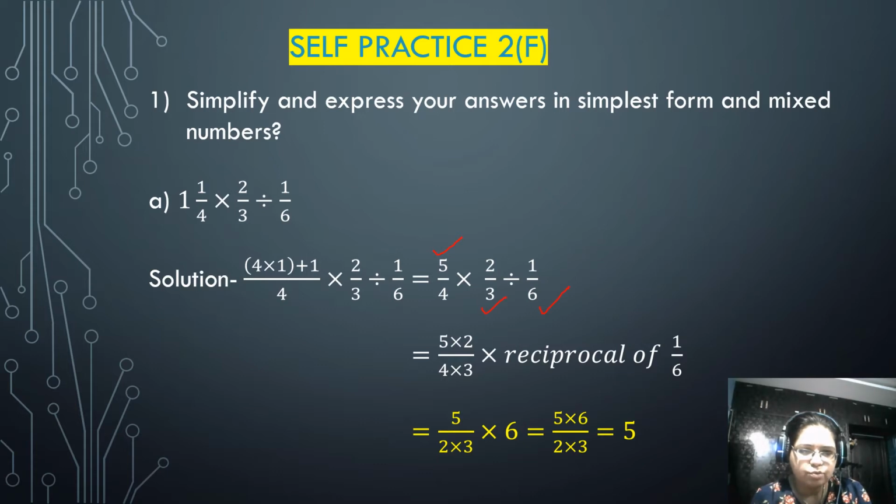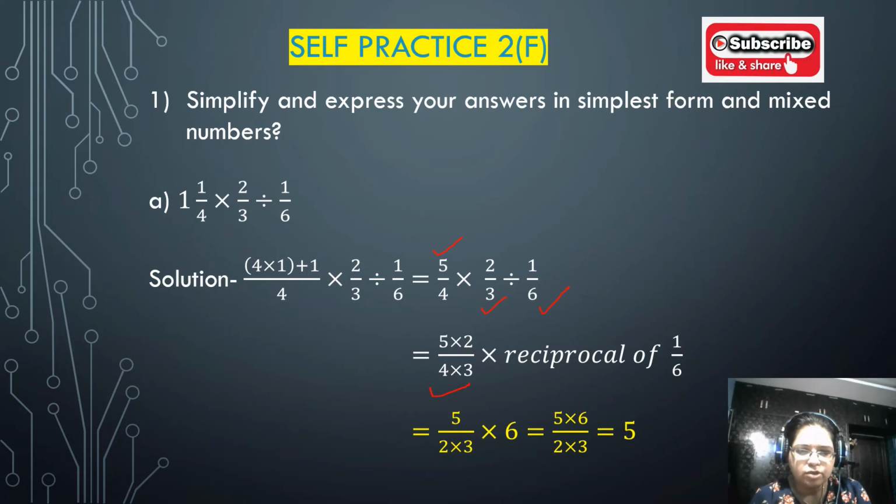Now we multiply these two fractions equal to product of numerators divided by product of denominators. Here 5 and 2 are in numerators and 4 and 3 are in denominators. So the product of numerators is 5 multiplied with 2 divided by 4 multiplied with 3. And now we have to change this division symbol into multiplication symbol, just multiply with reciprocal of this fraction 1/6. Then 5 multiplied with 2 divided by 4 multiplied with 3.